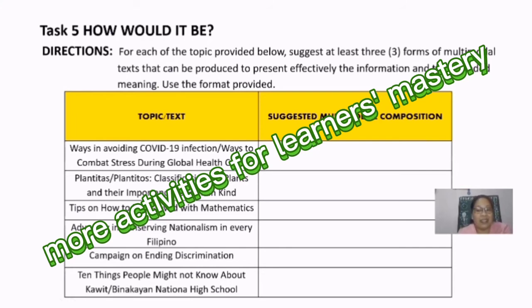Infographics, right? Tama ba? Yes, ma'am. Infographics. What else? Posters, right? Posters, brochures. So these are the multimodal texts that you can compose for this particular topic.